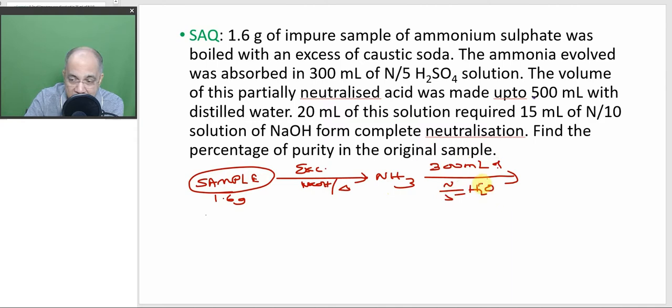So what happens? Ammonia again reacts with sulfuric acid to form ammonium sulfate. The sample contained ammonium sulfate, and now also you get ammonium sulfate. The difference is here there was impurity, here is pure ammonium sulfate solution, and we have taken acid in excess. So the excess acid, or the unreacted acid I should say, is now diluted. It's not directly back titrated. It is diluted to 500 ml.